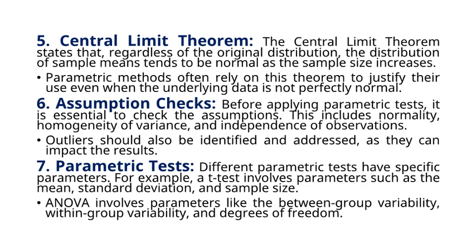7. Parametric tests. Different parametric tests have specific parameters. For example, a t-test involves parameters such as the mean, standard deviation, and sample size. ANOVA involves parameters like the between-group variability, within-group variability, and degrees of freedom.